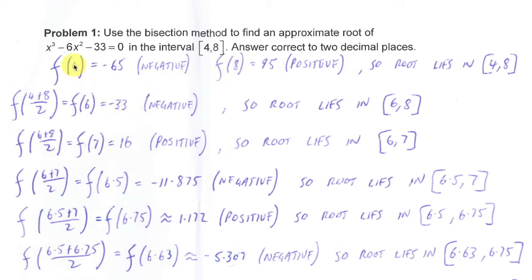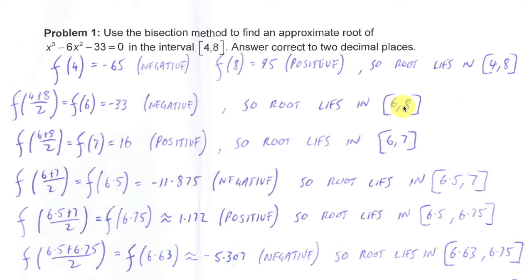Now, f of 4 gives a negative, and f of 6 also gives a negative. So the solution isn't going to lie there. I want a mix. I want a negative and a positive. Now f of 6 is a negative, but f of 8 is a positive. So now what I can say with confidence is that the solution lies between the interval 6 and 8. Alright, so I know it lies between 6 and 8.